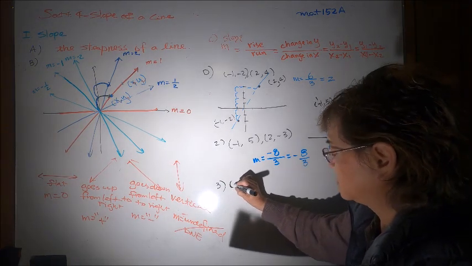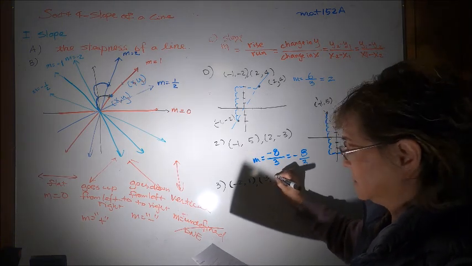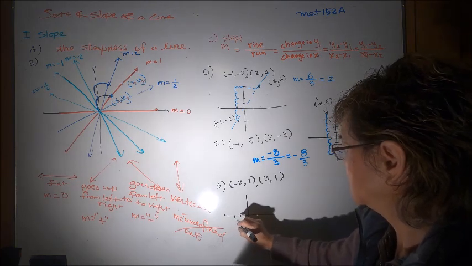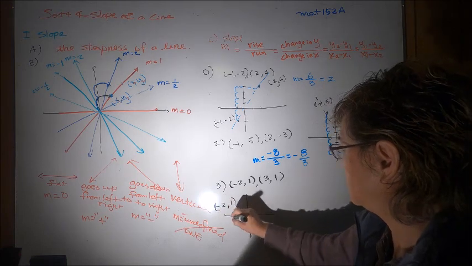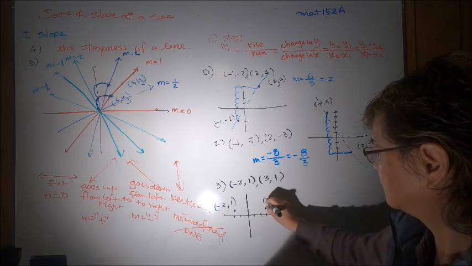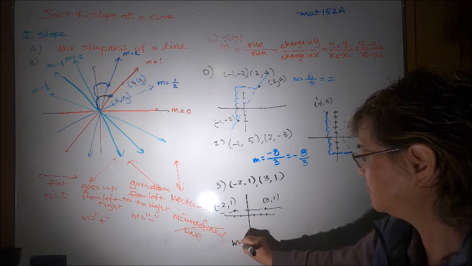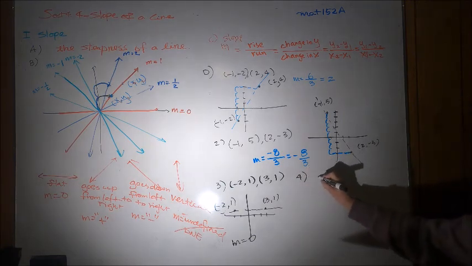Right? Let's look at the next one. -2 and 1, 3 and 1. So that will be where? -2 and 1 will be here, right? -2 and 1. Where is 3 and 1? 1, 2, 3 and 1. 3 and 1. What do you think? The line, the slope will be what? Flat, 0, right?